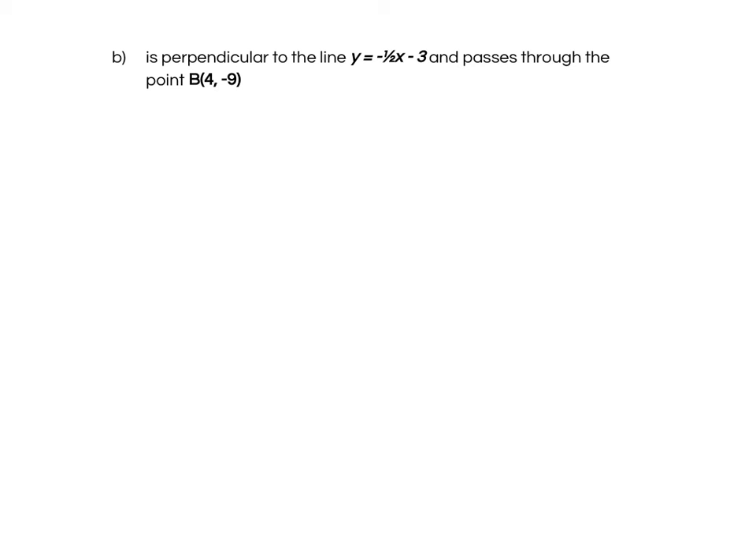So the question reads, find the equation of a line that is perpendicular to the line y equals -1/2x minus 3 and passes through the point (4, -9). So my critical information is here and here. And also one thing worth noting is that I want a line that is perpendicular. So I know that the slope of my original line happens to be, there it is right there, -1/2.